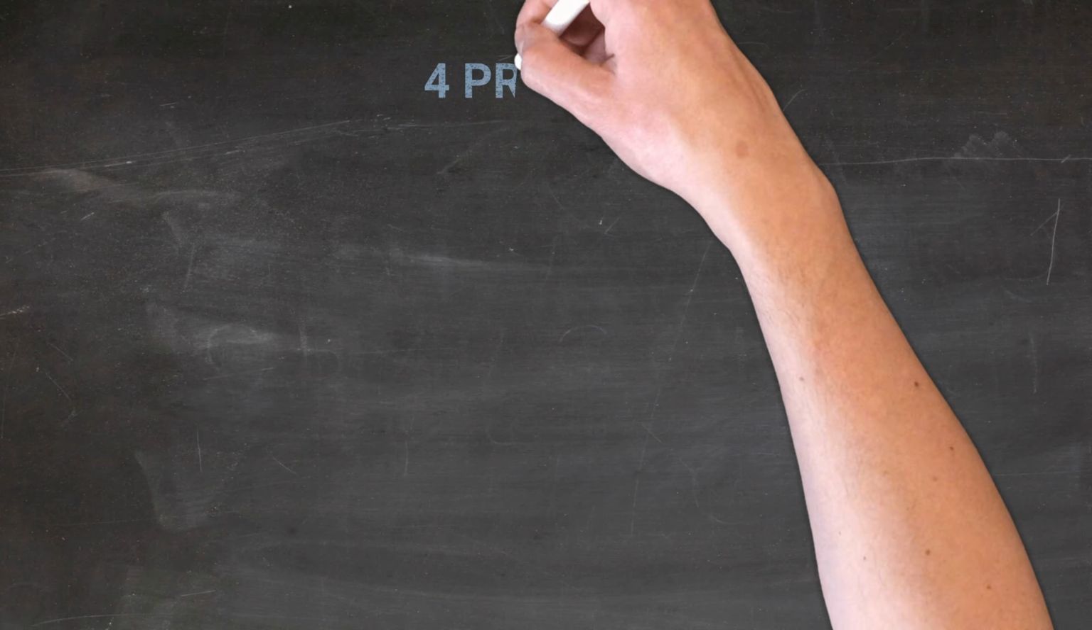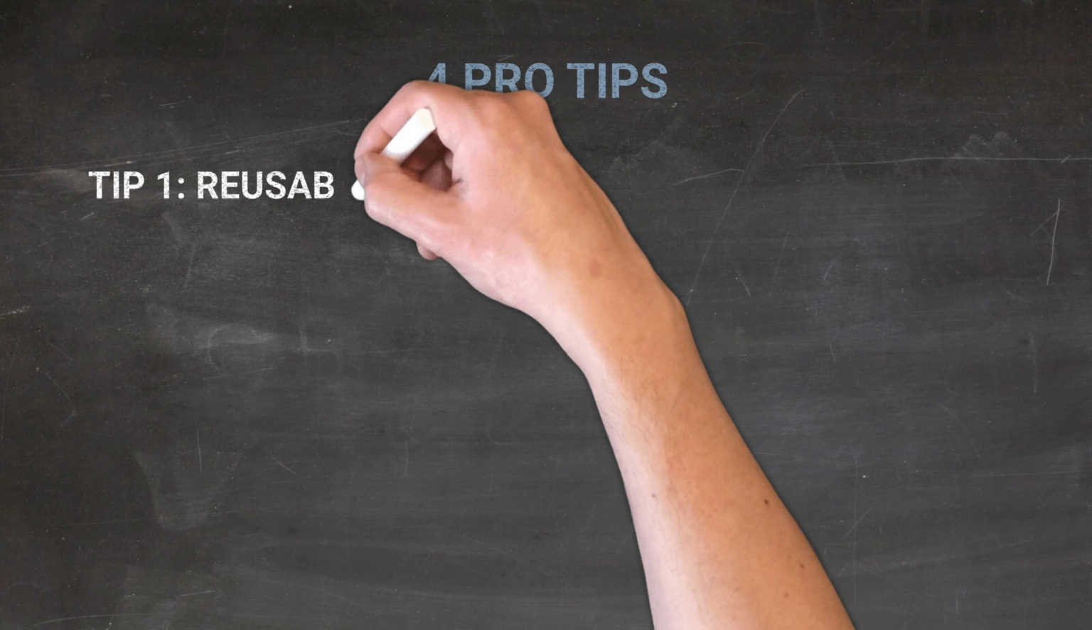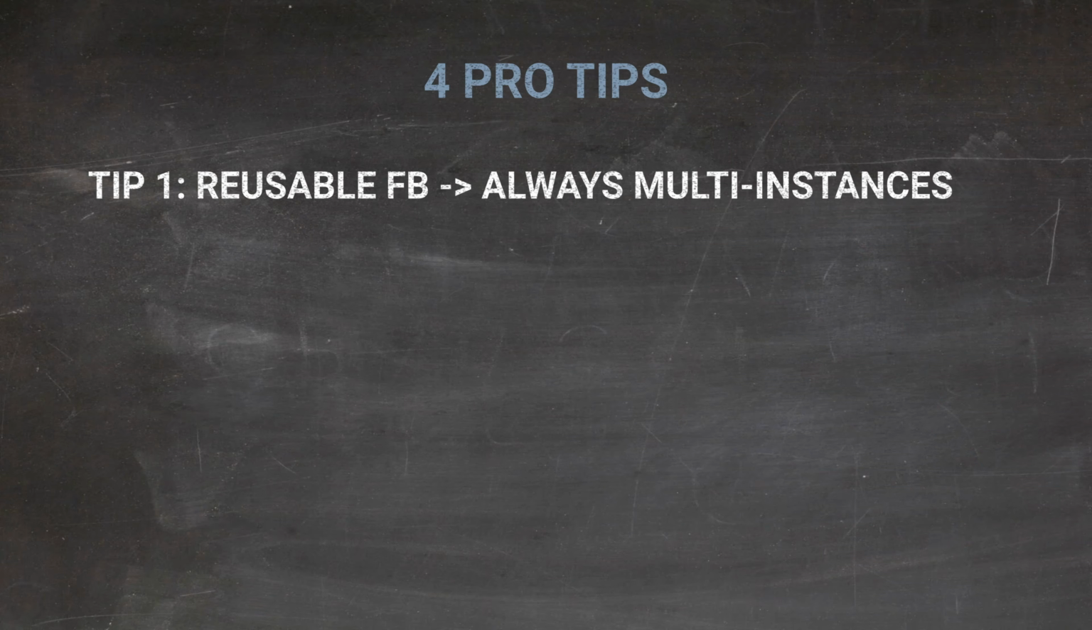Now that you understand the difference between single and multi-instances, I want to finish strong with 4 insider tips on instances, including 1 pitfall that you want to avoid. The first tip is less of a tip and more of a golden rule. When you create reusable function blocks, you should always use multi-instances inside that block, never single instances.